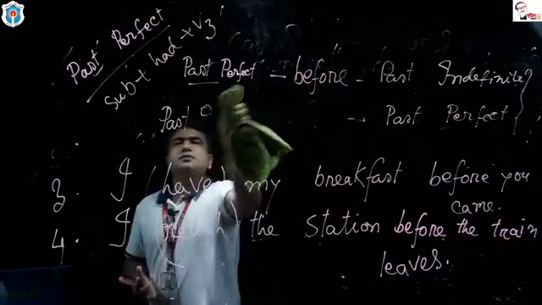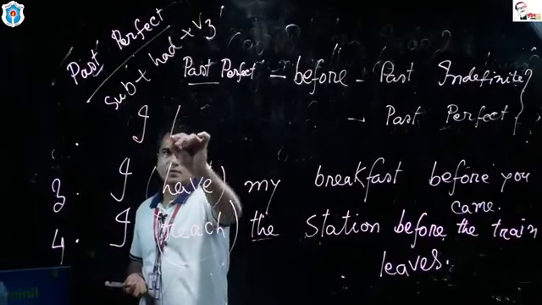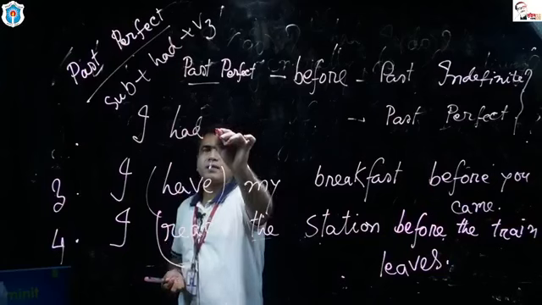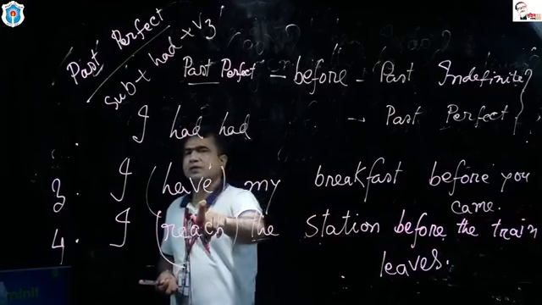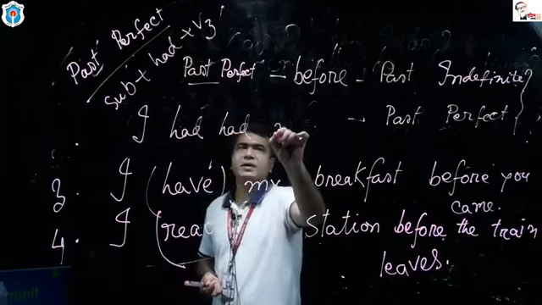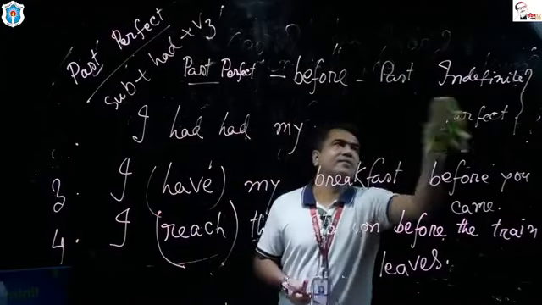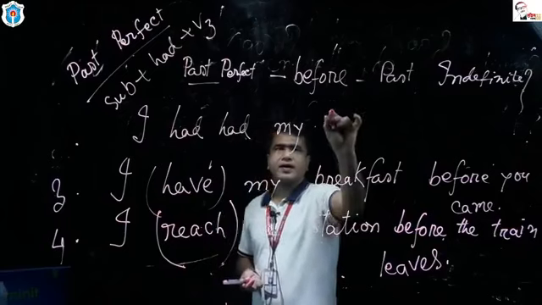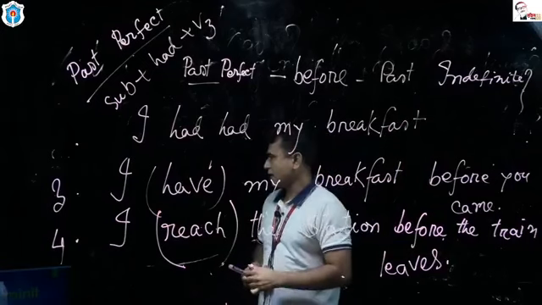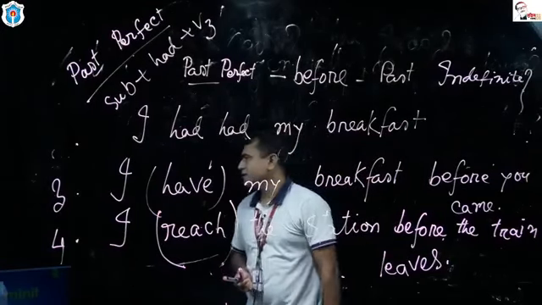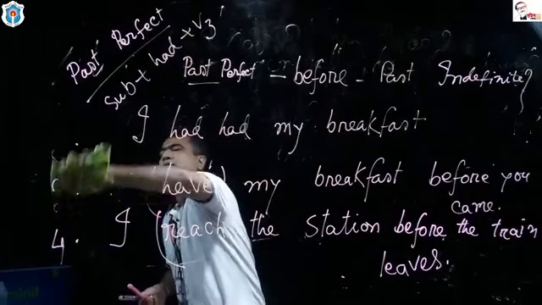In these rules, the answer will be the third one: I, subject, had, auxiliary verb. Again, we have to use another had for the past participle of have. I had had my breakfast. Not one had, but we have to use two hads. I had had my breakfast before you came. But in the last sentence, we follow.